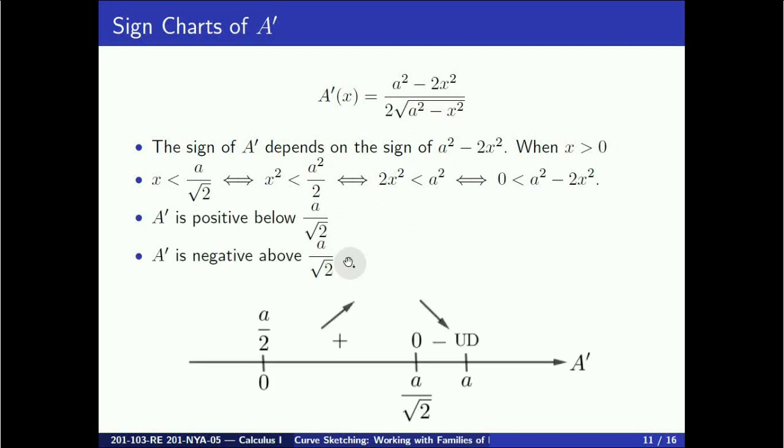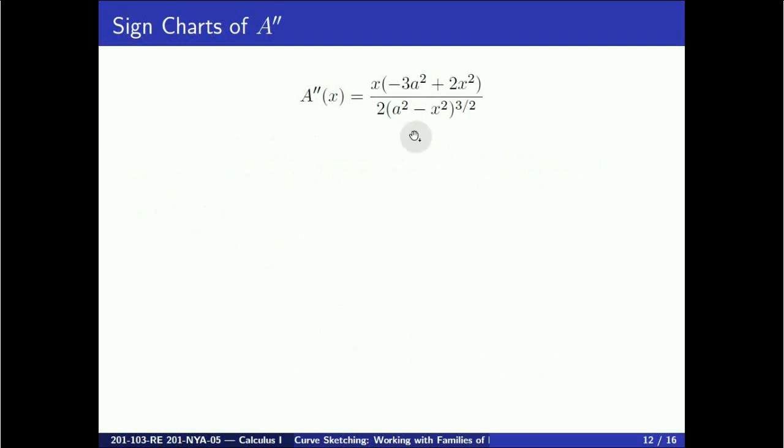So adding this information on the sign chart, we see that before a over root of 2, a is increasing. So we indicate this with an upward arrow, and decreasing afterwards, and we add a downward arrow. Notice that the plus and minus on the sign chart refer to the behavior of a prime, but the arrow to the behavior of a.